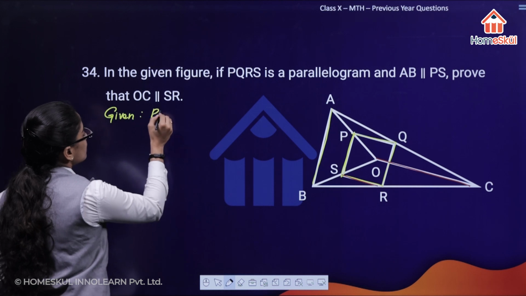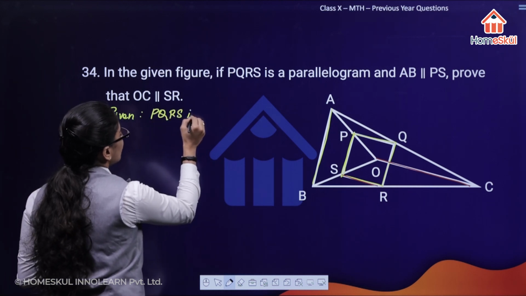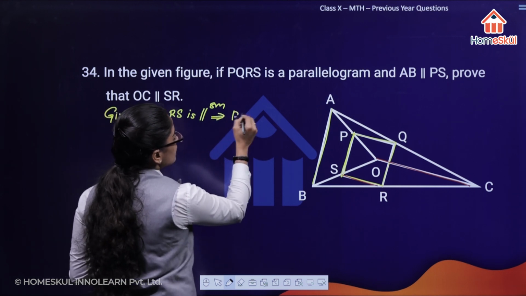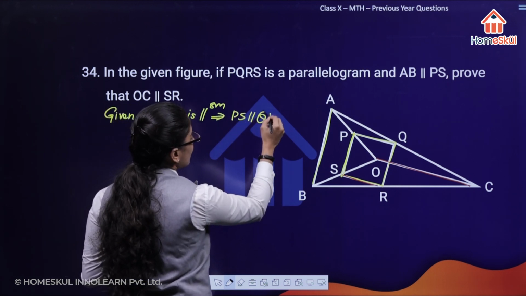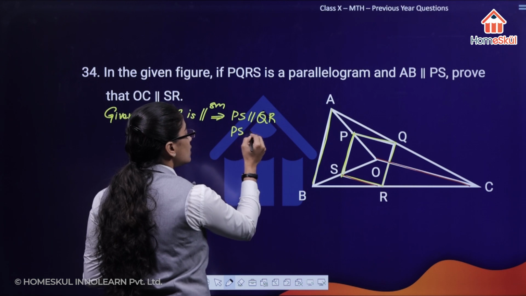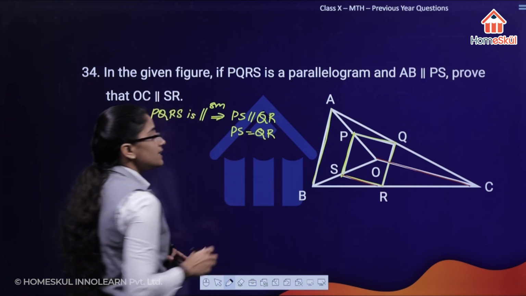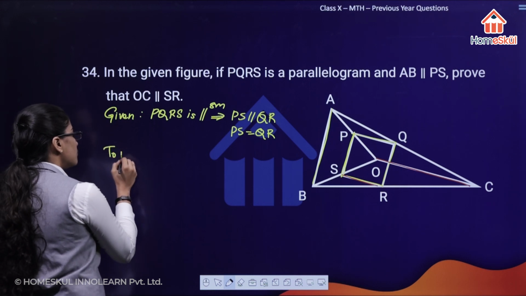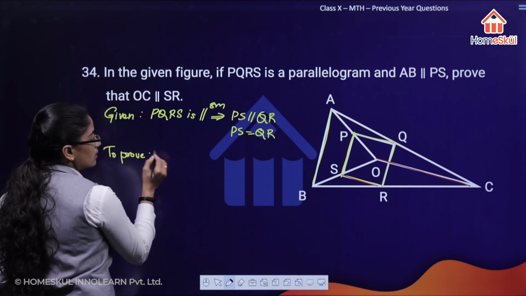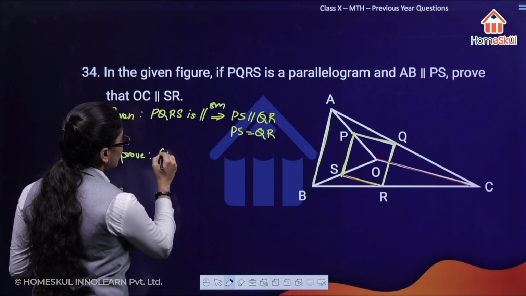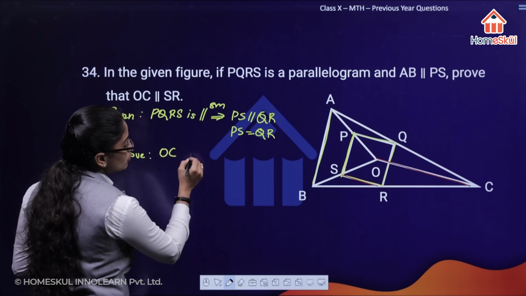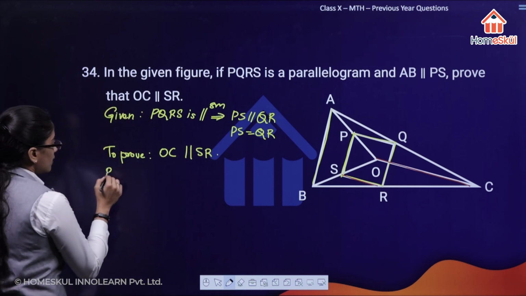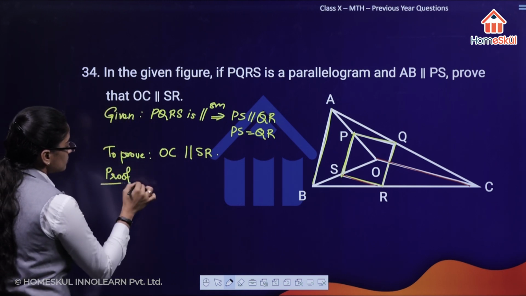Given: PQRS is a parallelogram, right? Which means we could say that PS is parallel to QR and PS is equal to QR. Opposite sides are parallel and they are equal for a parallelogram, right? Then, what we need to prove? We need to prove OC is parallel to SR, isn't it?